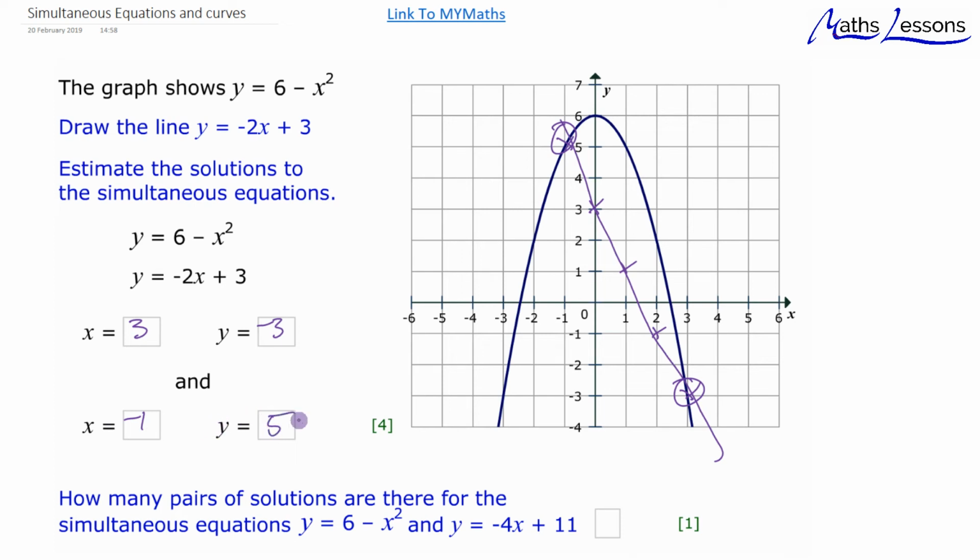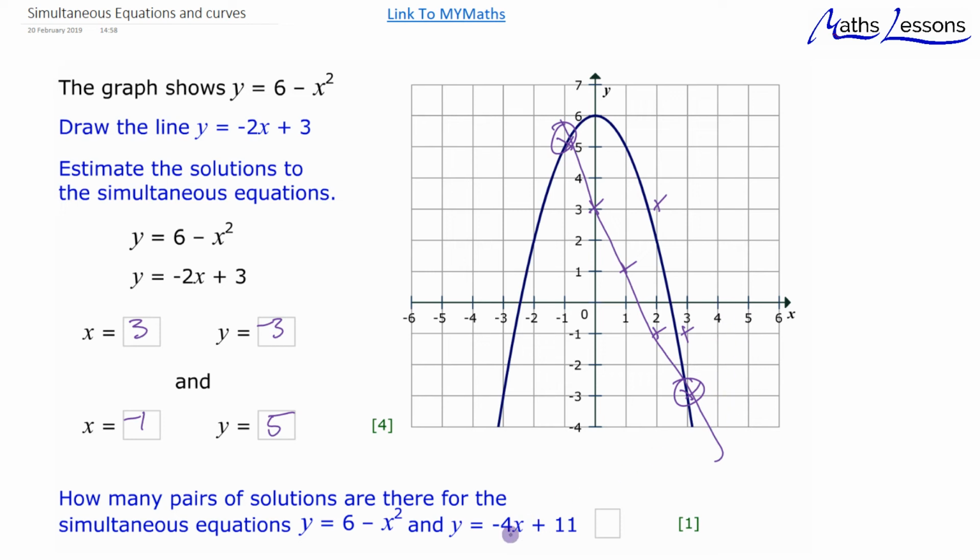How many pairs of solutions are there for the simultaneous equations y equals 6 minus x squared and y equals minus 4x plus 11? Well, 0, we're not going to see this on here. Let's just go to 2 for starters. So minus 4x is going to be minus 8 plus 11 is 3. So at 2, we're going to be at 3. Okay, and then if we go to 3, we're going to get minus 12 plus 11 is going to give me 1.